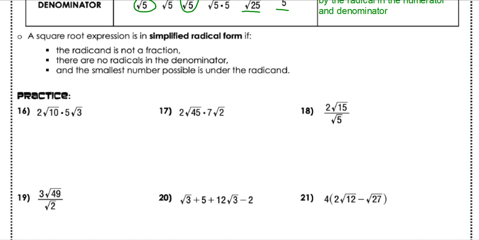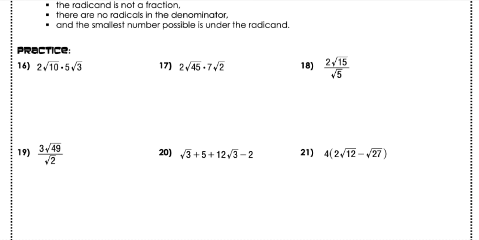So when we are done, we need to check to make sure we're in simplified form. That means that our radicand is not a fraction. We can't have that in the denominator. There are no radicals in the denominator, and the smallest number possible is under the radical. So we've pulled out any perfect roots that we can. So let's do a few practice problems here.